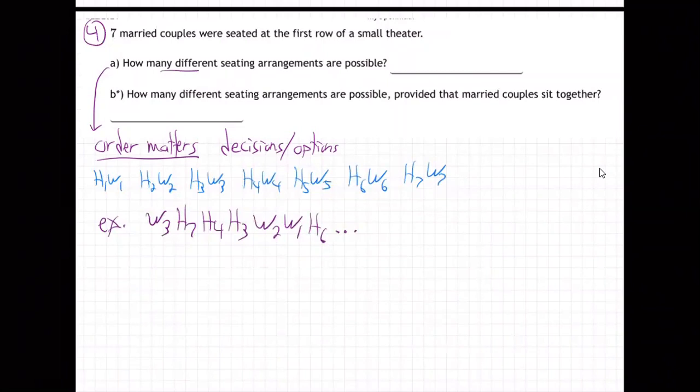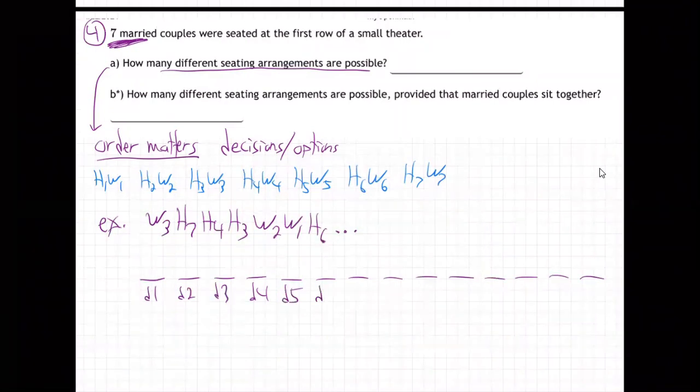Well, if they can just sit however, willy-nilly, let's just think about 3, 4. I made 14 decisions, right? There's 14 people. 7 married couples is 2 times 7, 14 people. So decision 1, decision 2, decision 3, decision 4, 5, 6, 7, 8, 9, 10, 11, 12, 13, and decision 14.